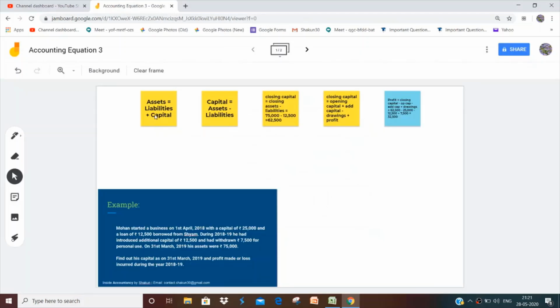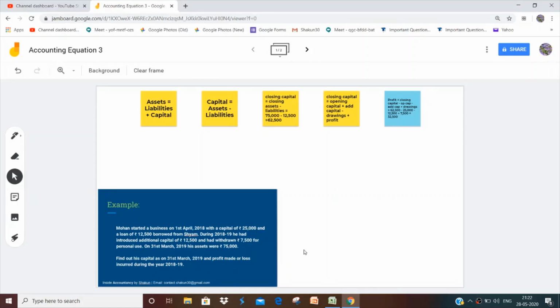We have applied the basic accounting equation. We have calculated the closing capital because the closing assets were given minus liabilities. We got this answer. And then by applying the formula for closing capital, from that formula we have derived the formula for profit, and thus the profit is 32,500. I hope this question is clear to everybody.